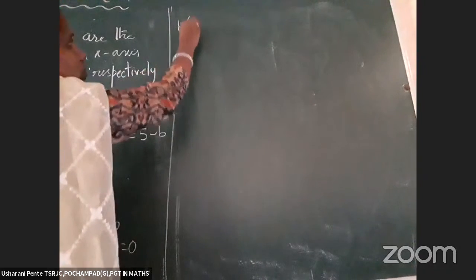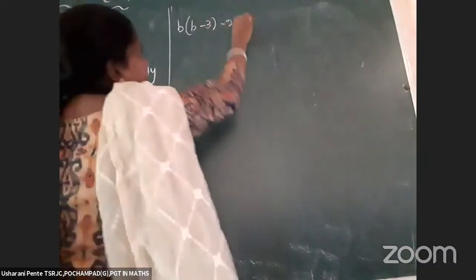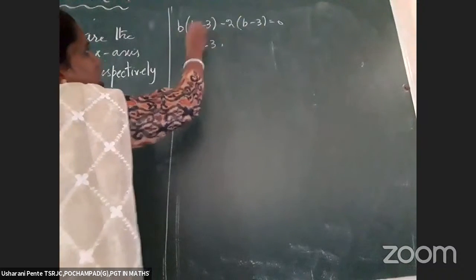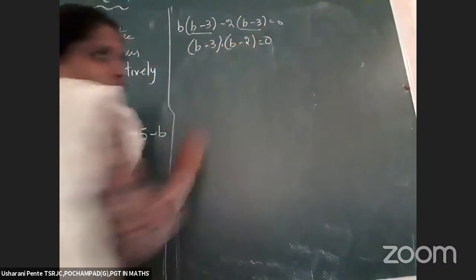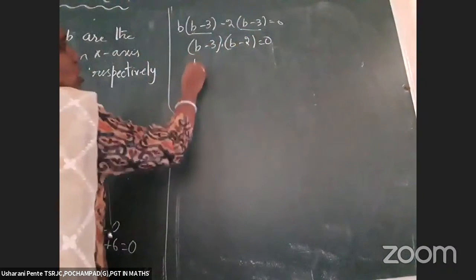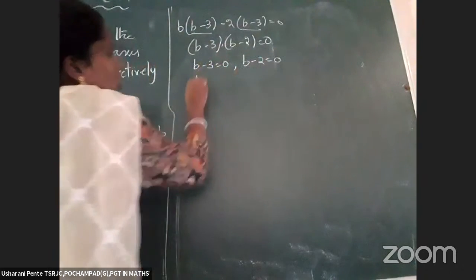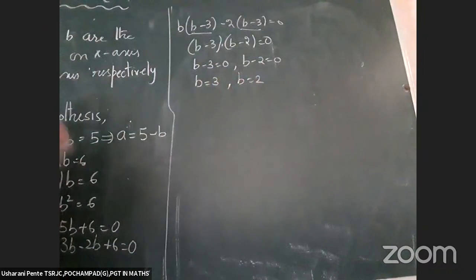If I take B common from the first two terms, I'll get B minus 3. If I take minus 2 common from the second two terms, I'll get B minus 3 is equal to 0. Hence if I take B minus 3 common, I'll get B minus 2 is equal to 0. So B minus 3 is equal to 0 and B minus 2 is equal to 0. So B is equal to 3 and B is equal to 2.